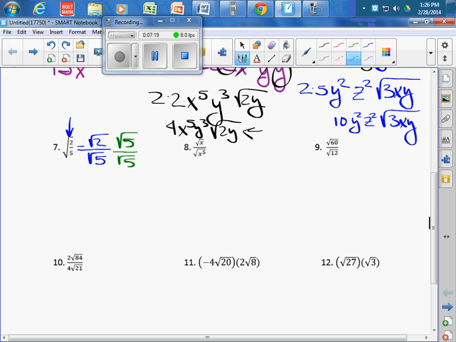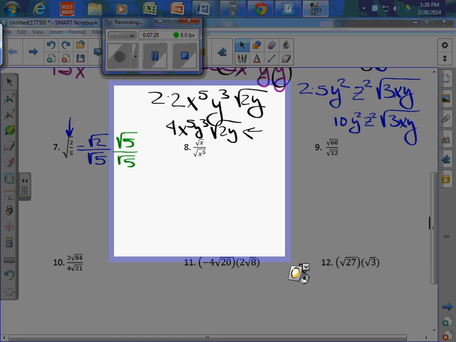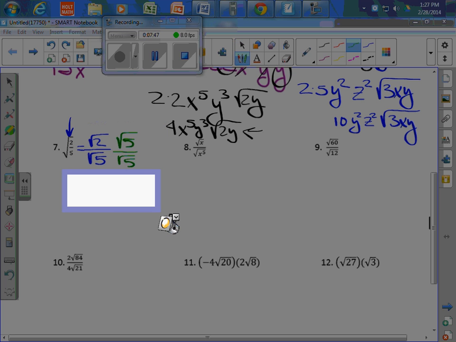Now, what I'm looking at here is two parts of the problem. I see a numerator, and I see a denominator. Let's simplify each of these one at a time. In the numerator, you have radical 2 times radical 5. What do you do with these two numbers? Right, you multiply them and you'll get radical 10.